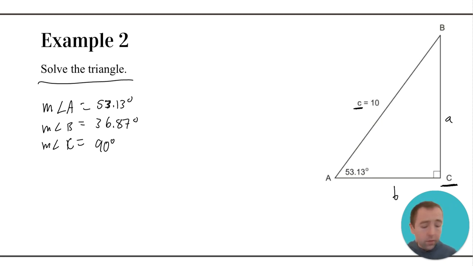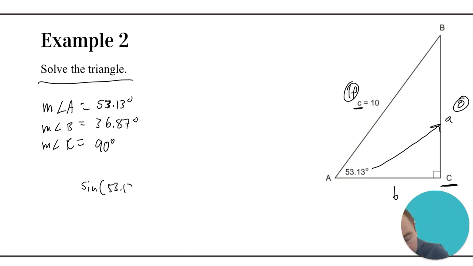So let's try to solve for a first, since we don't have that measure. Since we also don't have b, we can't use the Pythagorean theorem right away, so we're going to have to do a little bit of trig. If I reference that 53.13 degree angle, this here would be the opposite side, and I could relate it with the side that is 10 long, which is the hypotenuse. Using opposite and hypotenuse, I could use a sine ratio. So the sine of 53.13 degrees would be the opposite side length a all over 10.